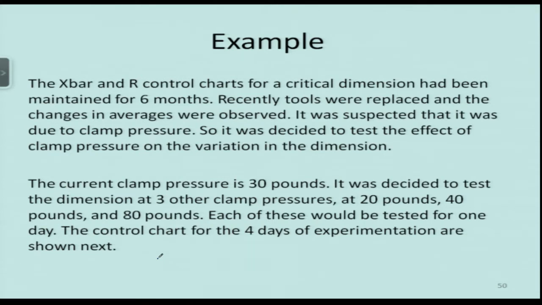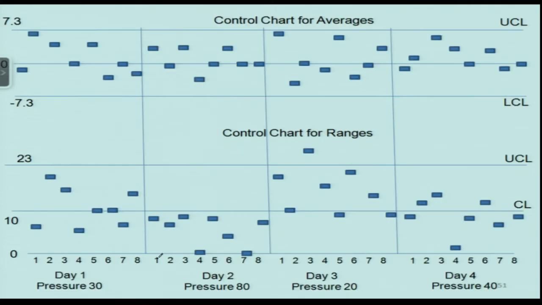And so it was decided, let's say, to test the effect of clamp pressure on the variation in the dimension. The current clamp pressure that is being used is, let's say, 30 pounds, and we want to test the critical dimension at 3 other clamp pressures: 20 pounds, 40 pounds and 80 pounds, and each of these would be tested for 1 day. So you test at 30 pounds for 1 day, 20 pounds for 1 day, 40 pounds for 1 day and 80 pounds for 1 day. And so the control charts for 4 days of experimentation are shown over here.